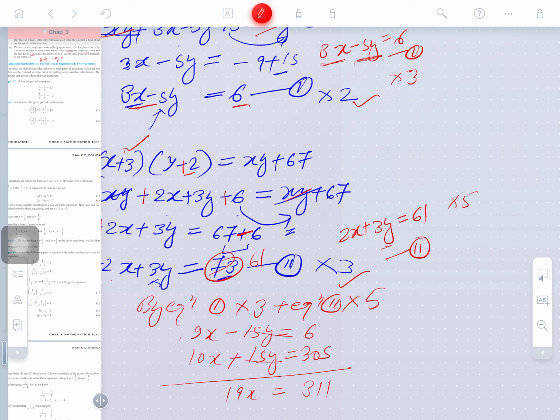311. We need to cancel 9x, so x is equal to 311 by 19. So 19 1s are 19, what's left here? 2 left here, what's left? 12 left here, 121. Is there a mistake here? This 305 is coming there.